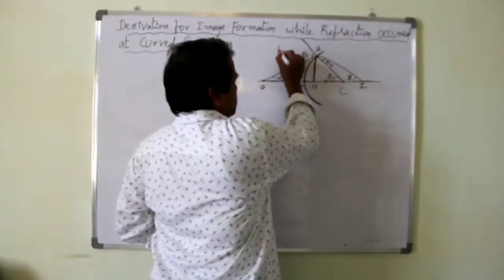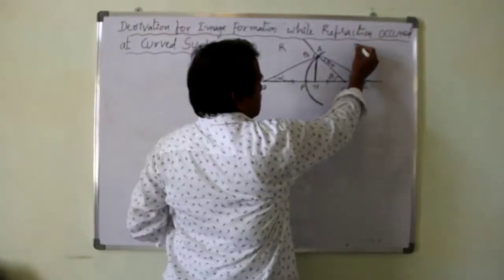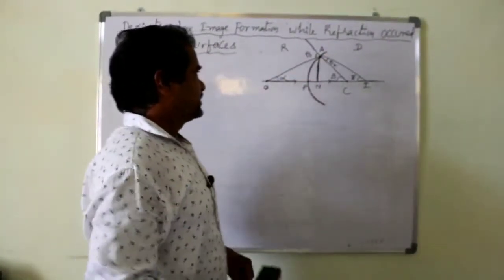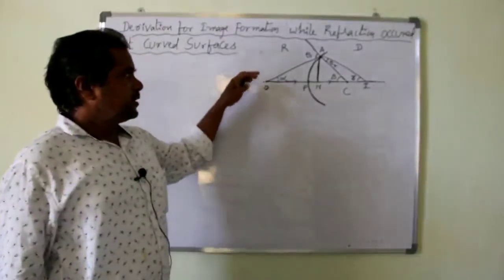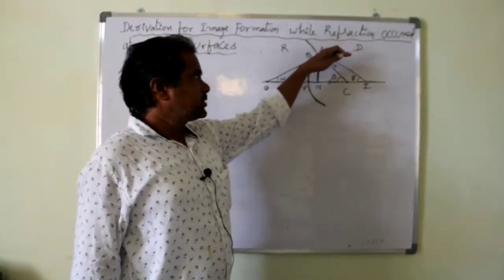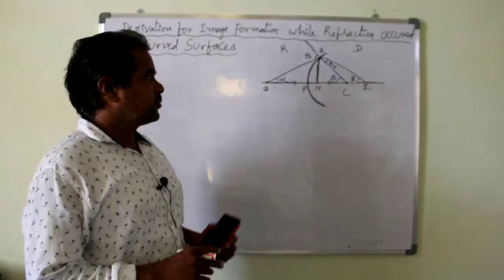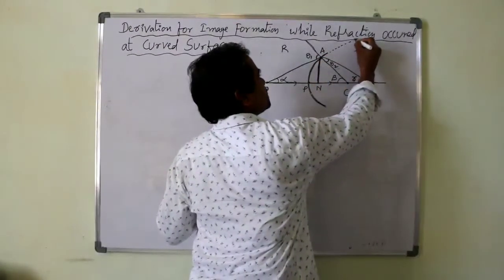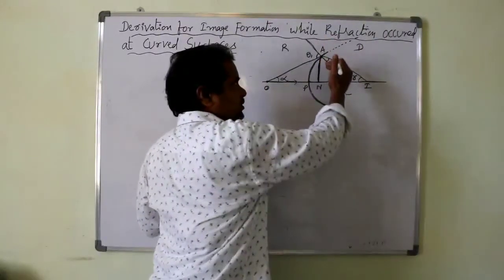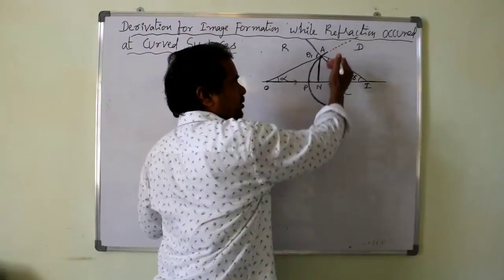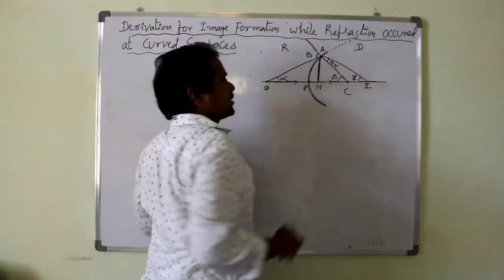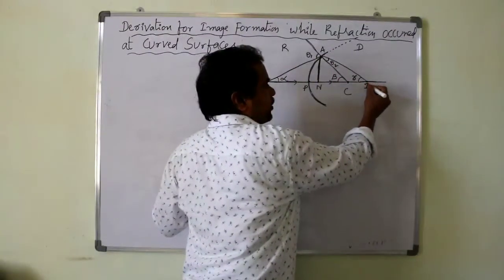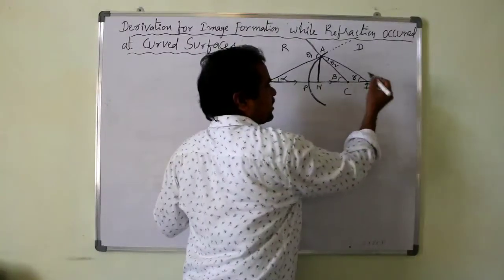According to refraction, this is treated as a rarer medium and this is treated as a denser medium. Any light ray which moves from rarer to denser, the corresponding refracted ray moves nearer to the normal. The original direction of this incident ray is like this, but it moves nearer to the normal due to the principle of refraction, so it moves in this direction and intersects the principal axis at this point. This point is treated as I.